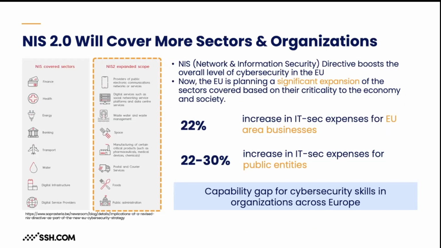Let's explore the European regulation a bit more. The NIS, or the Network and Information Security Directive, is intended to boost the overall level of cybersecurity in the EU. Now, the EU is planning a significant expansion of the sectors covered, based on their criticality to the economy and society. New sectors that will be impacted include critical manufacturing, such as pharmaceuticals, medical devices, and chemicals, as well as foods and communication networks.